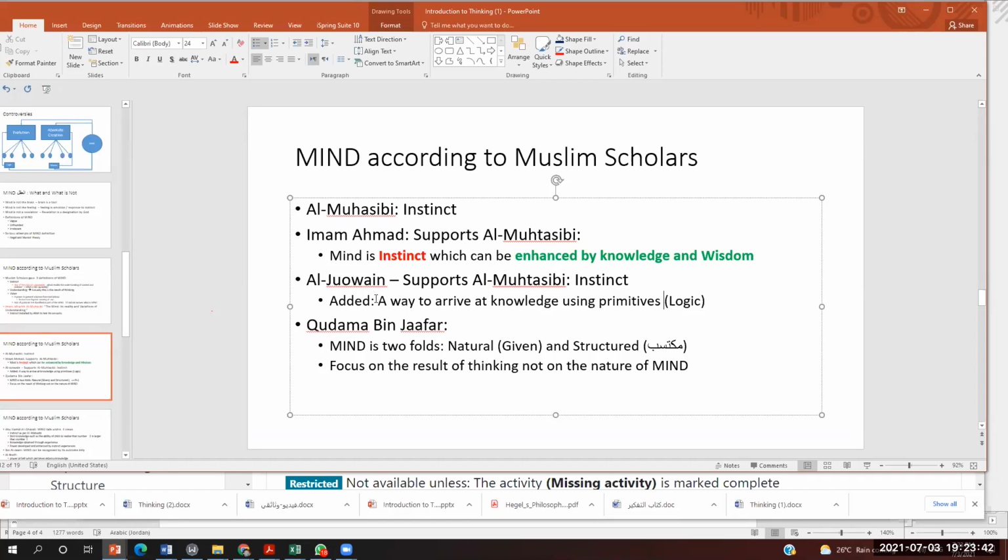Note that he's defining the mind as a process. It's a way. It's a way to arrive at knowledge using primitives. The primitives, these are the bases upon which.